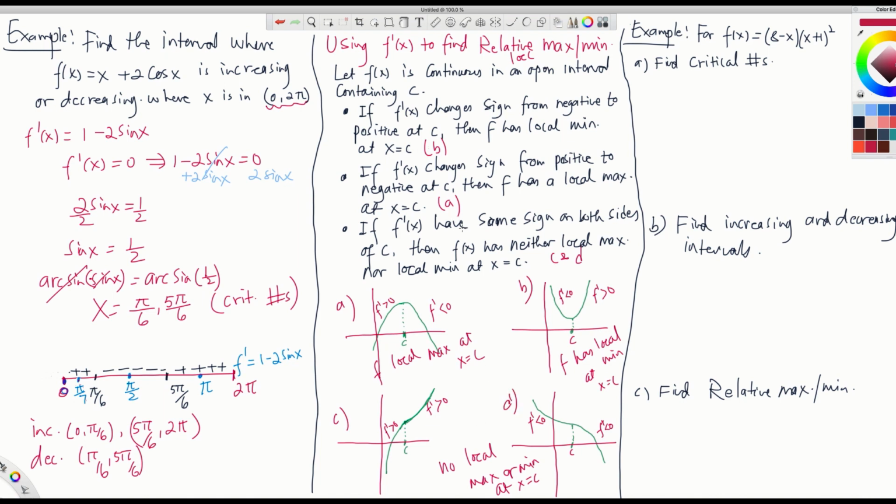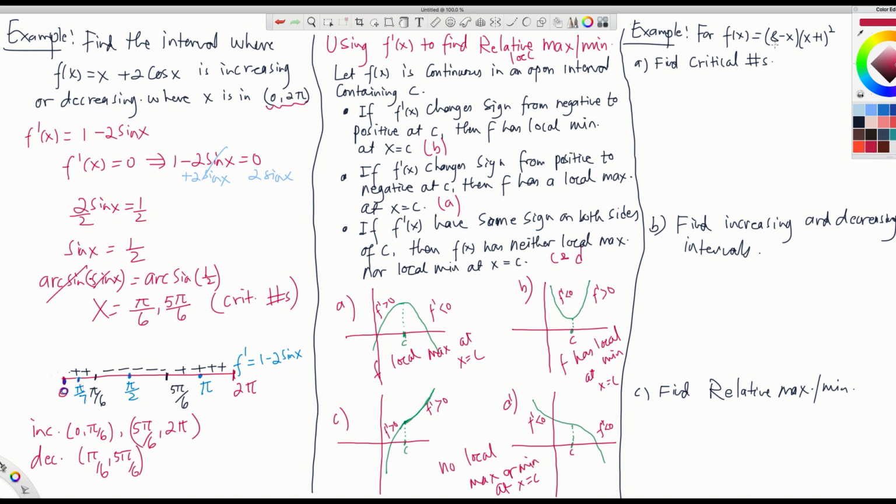If the derivative of f has the same sign on both sides of c, on the left side and the right side, then f(x) has neither a local max nor a local min at x equals c. This is what we get. Okay, so let us do an example on how to use that concept.